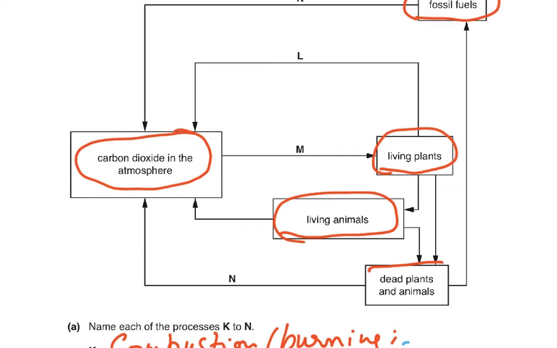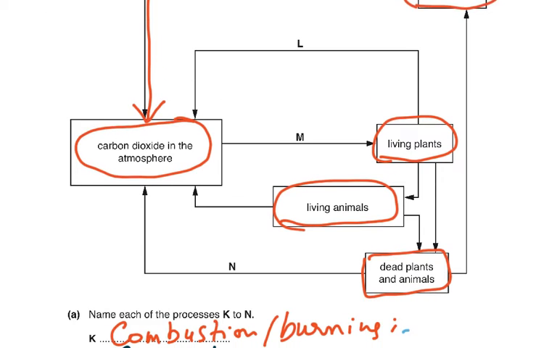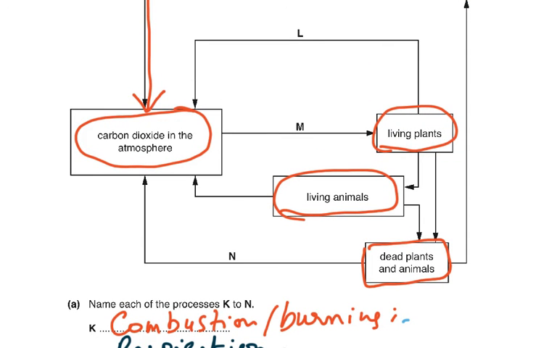And we have dead plants and animals. Now, of course, it becomes very easy. Name each process K to N. Now, as we all know, K is what? K was fossil fuel to carbon dioxide in the atmosphere, and K has to be combustion or burning.